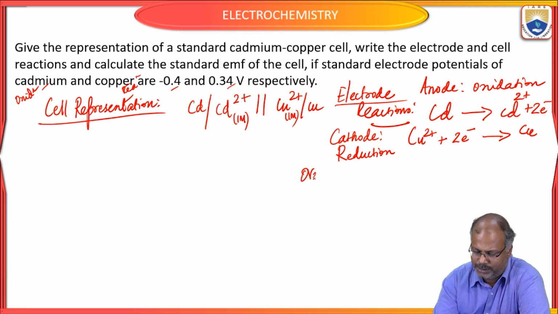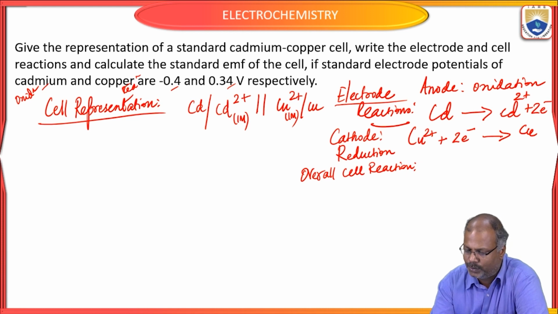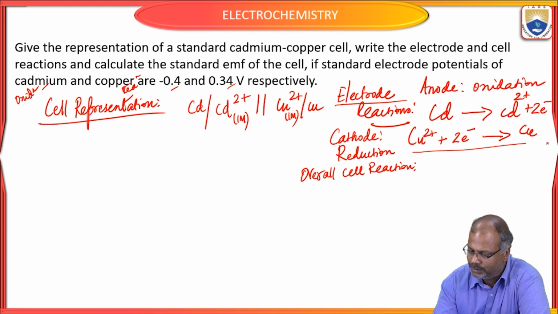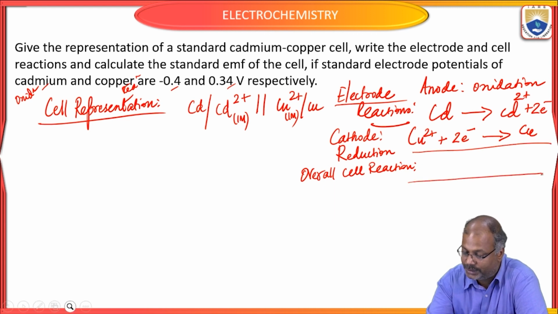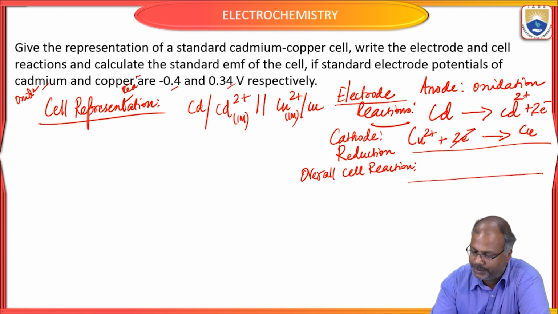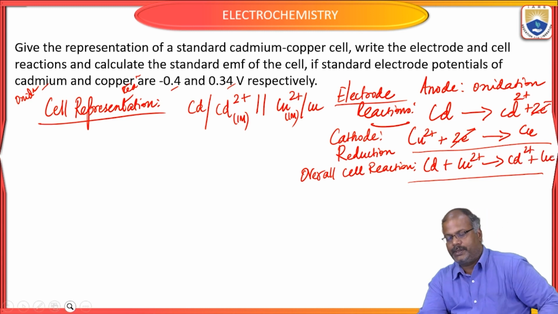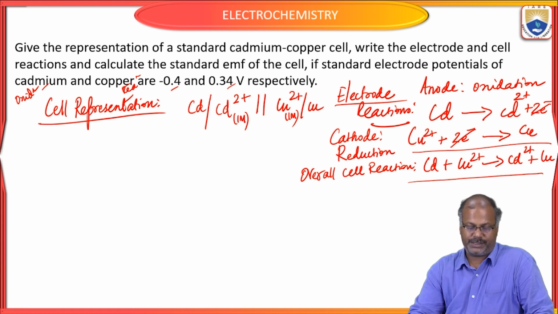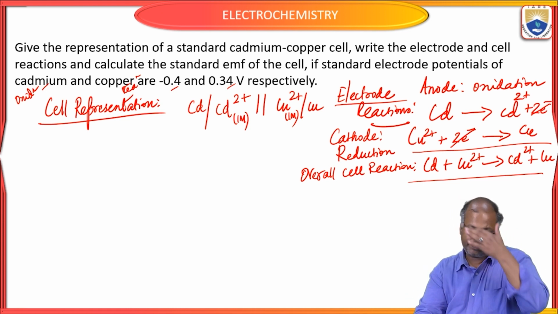So overall cell reaction. This is the anodic half cell or oxidation half cell. This is the cathodic half cell or reduction half cell. Now the overall reaction is cadmium plus copper 2 plus gives cadmium 2 plus plus copper. This is the electrode reaction, the cell reactions.